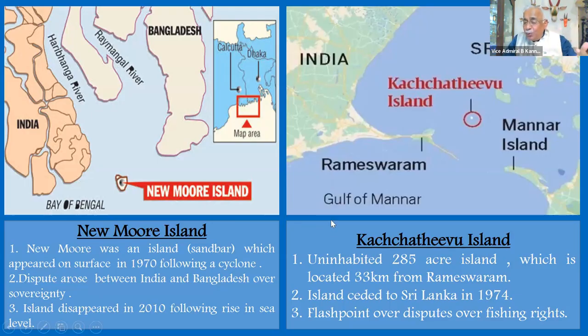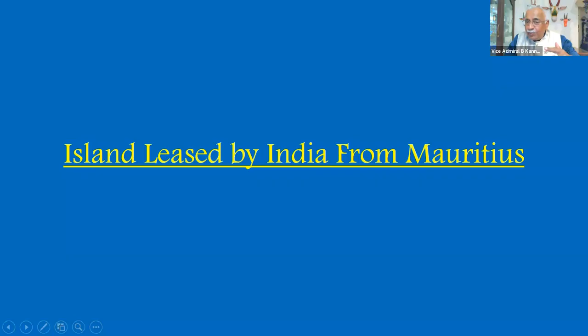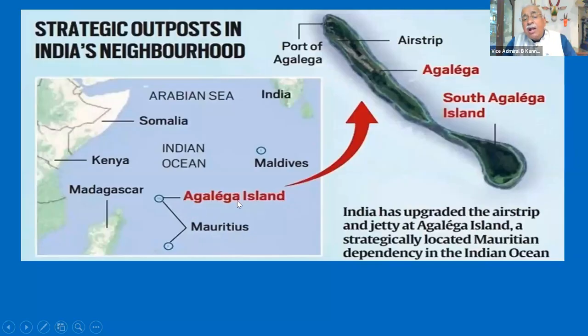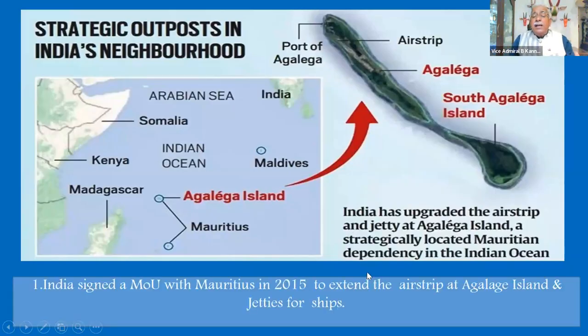And now I'm going to show you, which many of you may not know, we have leased an island from Mauritius. India has leased an island from Mauritius some years back. This island is called Galathea. It is north of Mauritius, west of Maldives. There's a small island. And what India has done is, in 2015, a joint effort between India and Mauritius, they built a bigger airstrip. There was a small airstrip.